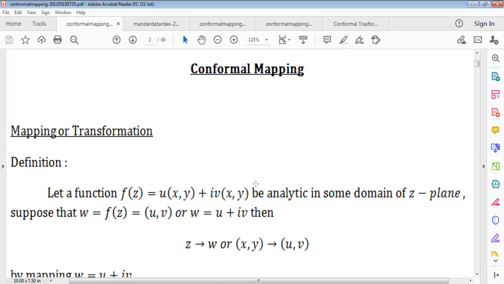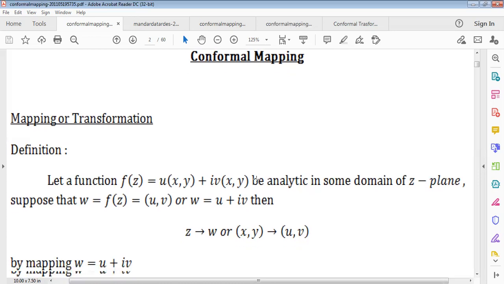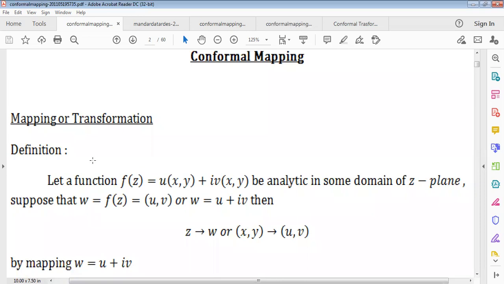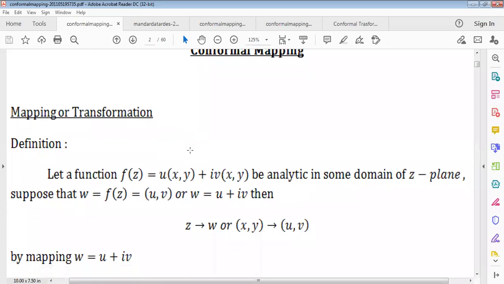So there are actually four variables. One is x, y, other is u, v. Remember it. There are four variables, but four dimensions are not possible in our real life. So we have to take help from mapping or transformation. That means conformal mapping. Now let f of z equals u plus i v, with u and v functions of x, y, be analytic in some domain of z plane.